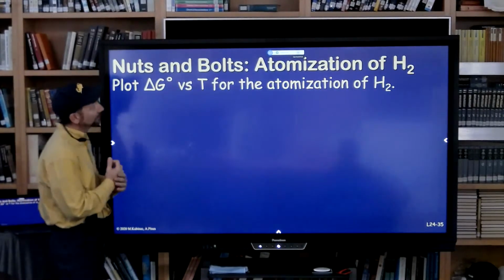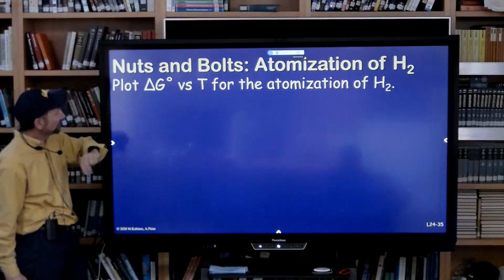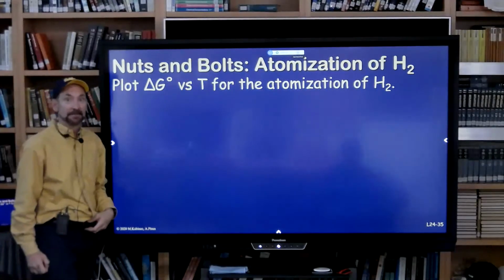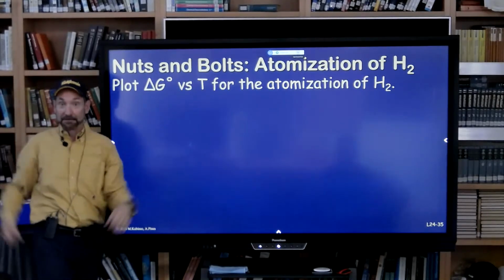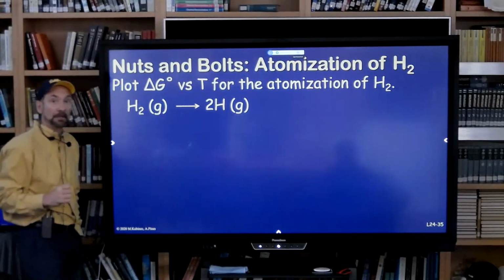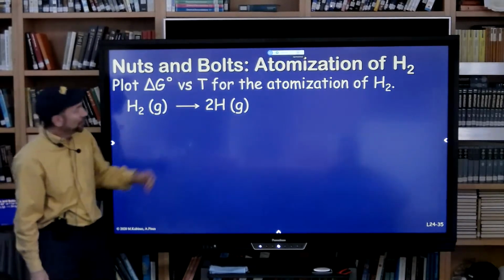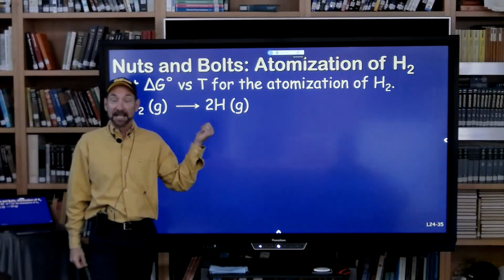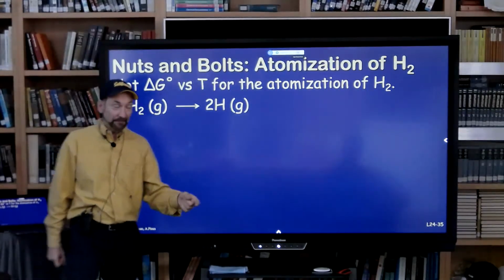Okay, let's work through an example here. Plot the standard state free energy change versus temperature for the atomization of hydrogen gas. We're going to go from hydrogen in its standard state, H2 gas, to atoms of hydrogen. Here it is, hydrogen gas going to hydrogen atoms. Molecules going to atoms. Can we predict delta H and delta S for this reaction without going to a table? I think we can.